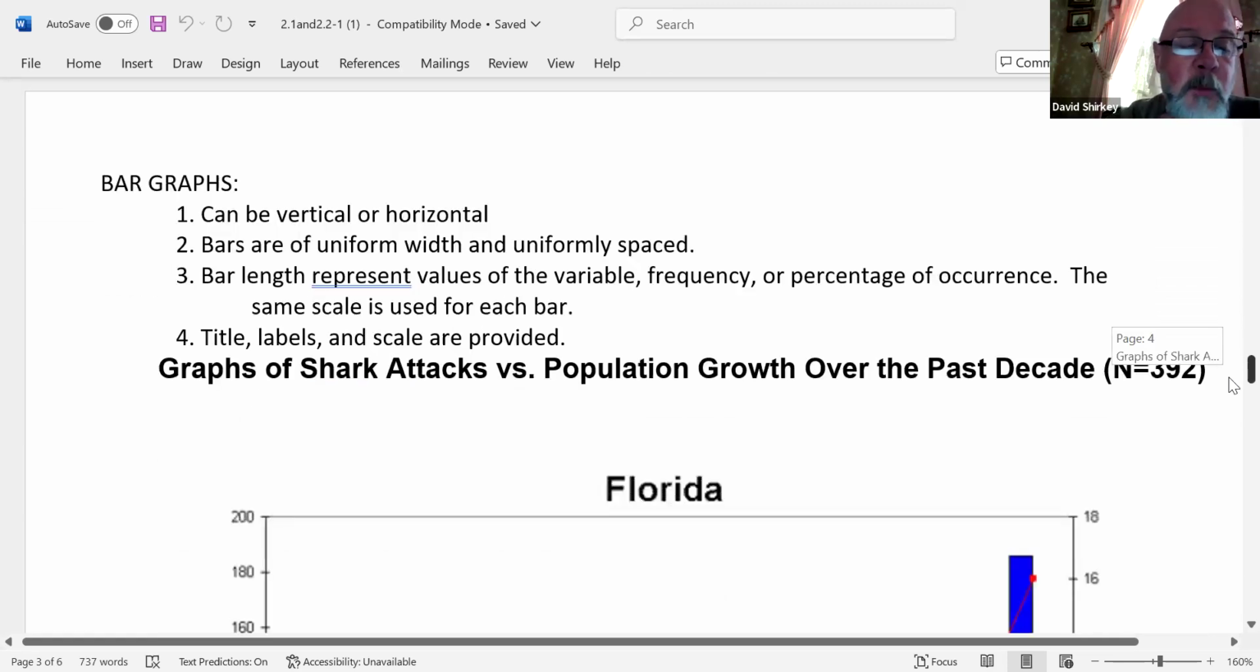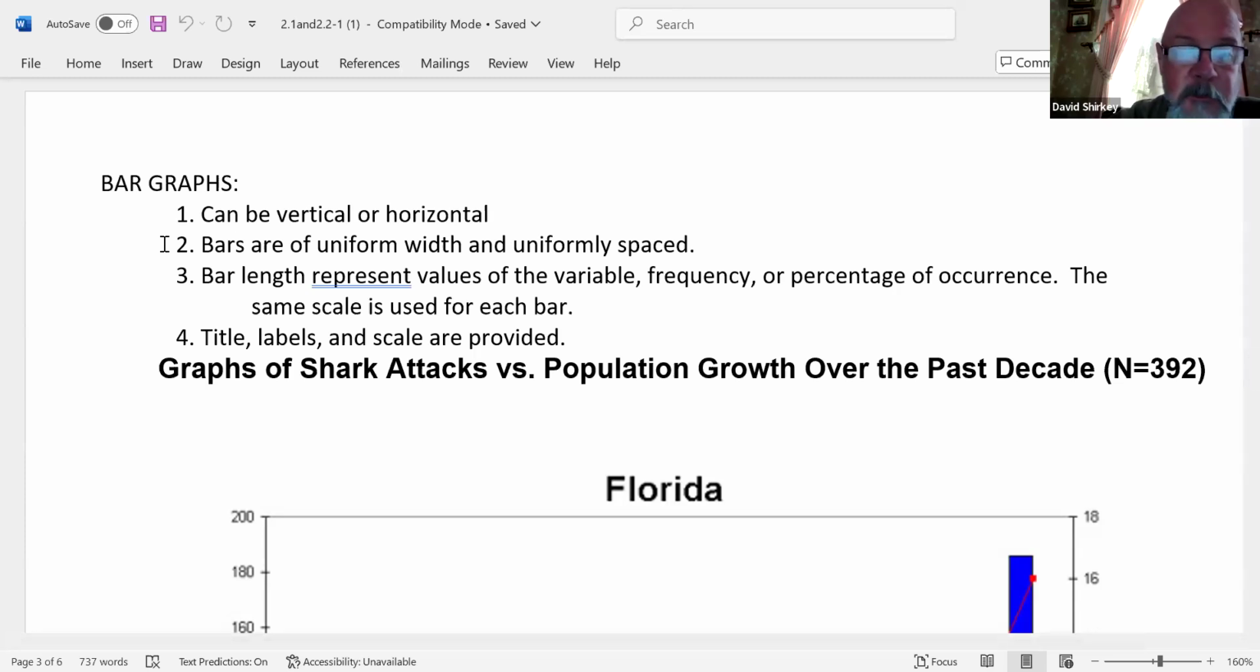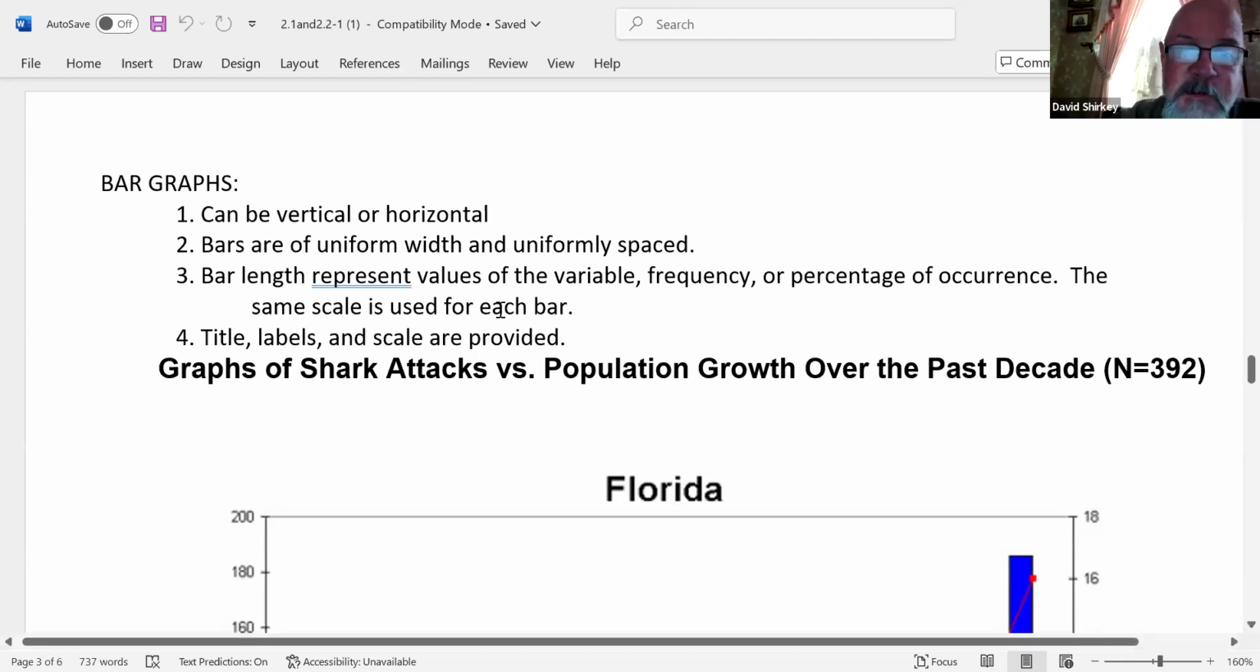Bar graphs. Bar graphs can be either vertical or horizontal. This is important. You want to make sure the bars are of uniform width and uniformly spaced. Different widths of bars, it shouldn't be doing that. It should be the height of the bar that gives you the information. If it's going straight up and down, if it's vertical, if it's horizontal, it would be the width. Bar length represents the values of the variable frequency or percentage of occurrence. And the same scale is used for each bar.